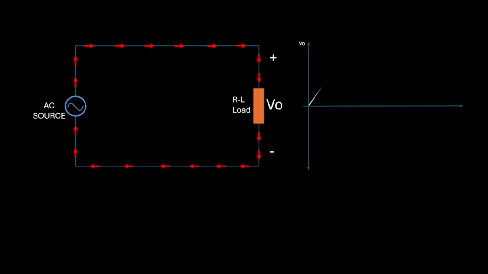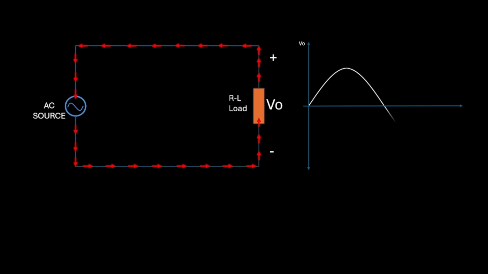In this RL circuit, we're focusing on the behavior during the positive half cycle of the AC input. As voltage rises, the resistor dissipates energy, and the inductor stores energy. This results in the output voltage across the load, shown here as the positive half of the sine wave.